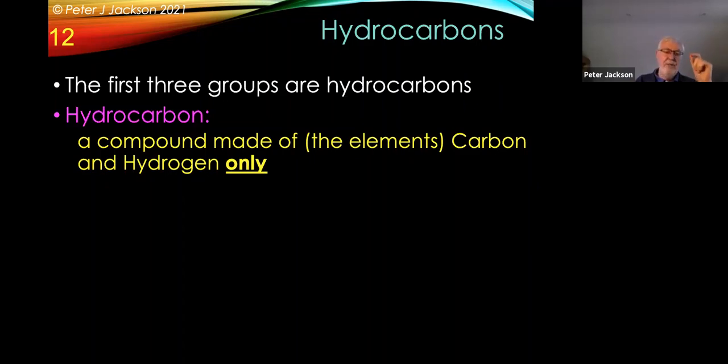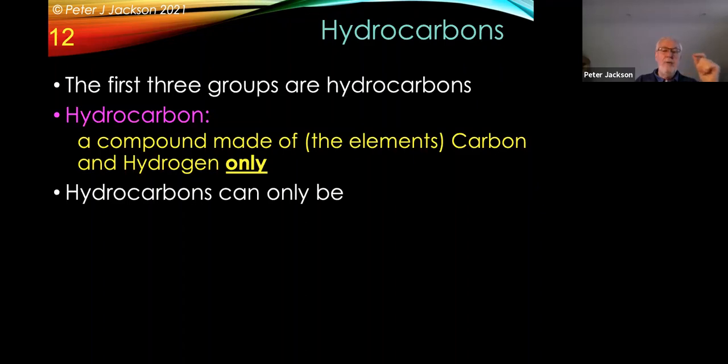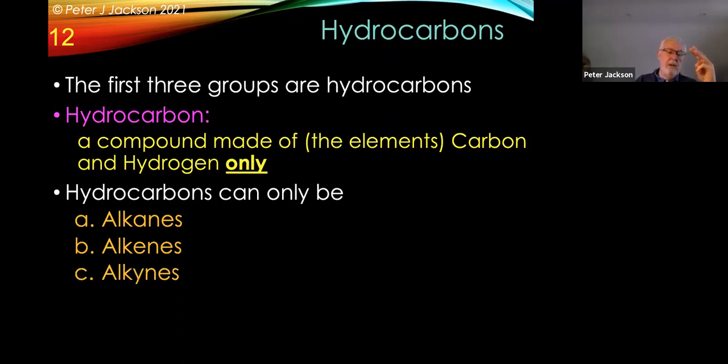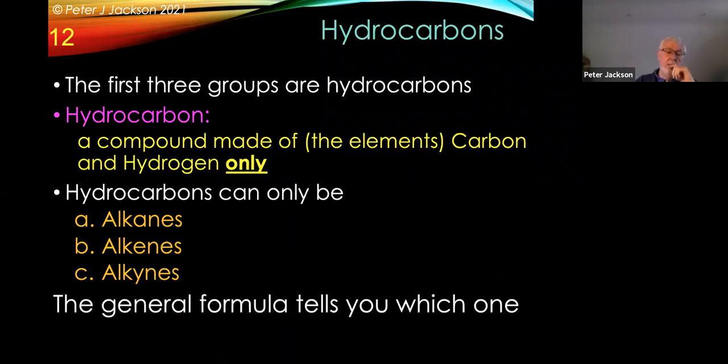Asked frequently: a hydrocarbon can only be A, an alkane, B, alkenes, and C, alkynes. And that's where you revert to your knowledge of the general formula to see which one it is. The general formula tells you which one. Right, so we're going to start with the alkanes. All alkanes end in -ane. That tells you the family. So all end in -ane.